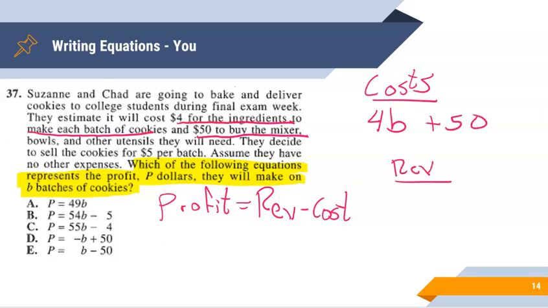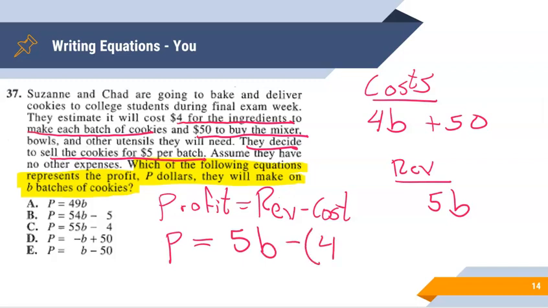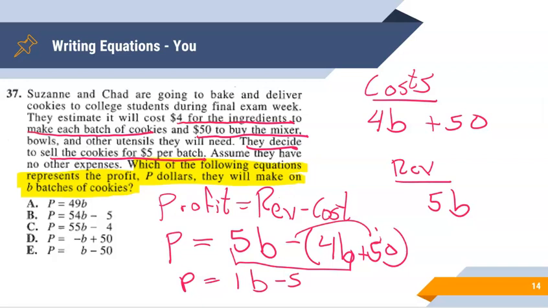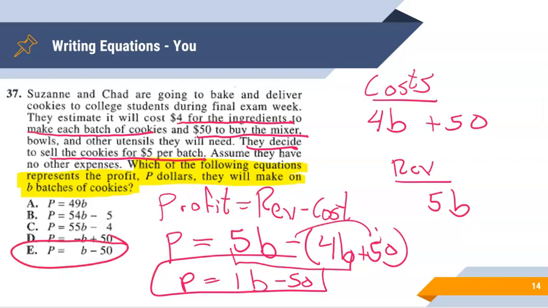Also, $50 to buy a mixer. Now the revenue, how much money are they going to get in? They decide to sell the cookies for $5 a batch, so 5B. So profit equals the revenue minus the cost. I do not see that as a choice, but I do know that 5B minus 4B is just 1B, and minus 50 is minus 50. And of those choices, I see that the choice is E. Great. Talk to your business teachers about this one. It's a great question to do.